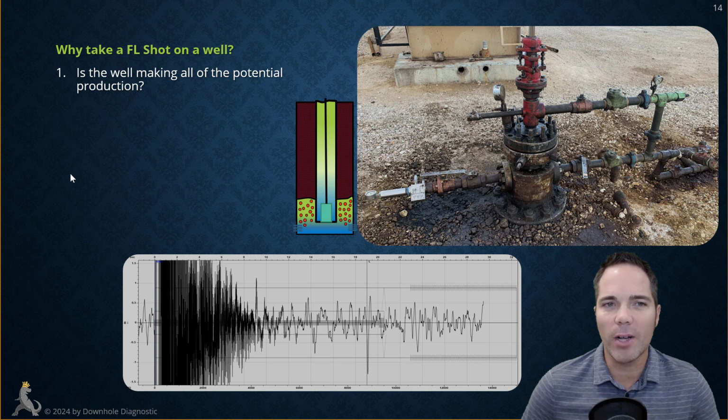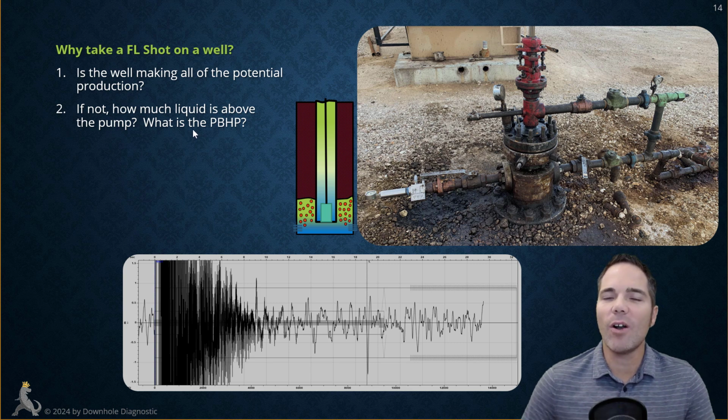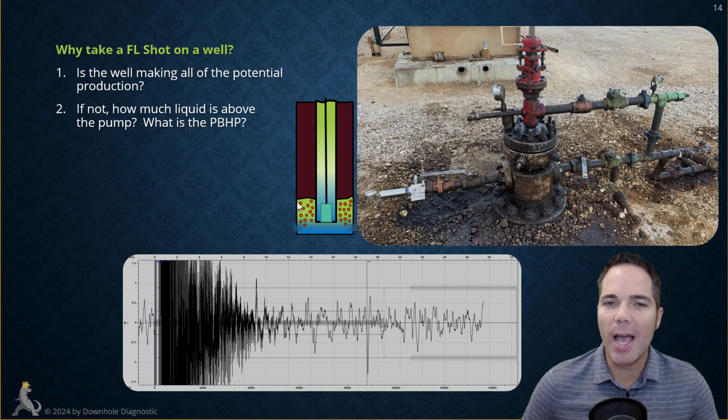How much fluid is above our seating nipple? So are we making all the potential production? Is our well pumped off, is how we would normally say that. And if it's not pumped off, how much liquid is above the pump? And what is the producing bottom hole pressure? So if you're not getting all the potential production out of the well, how much is still down there, and how much back pressure is that creating on our producing formation?